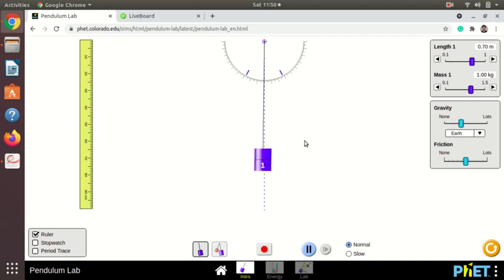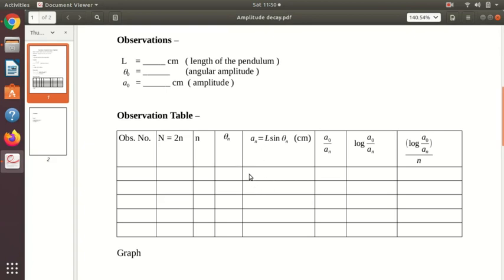Here we don't have to measure the time period. What we have to measure is the amplitude. In this case we cannot directly measure the amplitude, so we will measure the angle, and you can see this is L and there will be angle theta here. So our amplitude will be L sin theta, because the side in front of the angle will be L sin theta. So L sin theta is our amplitude. So you can calculate that and put it here.